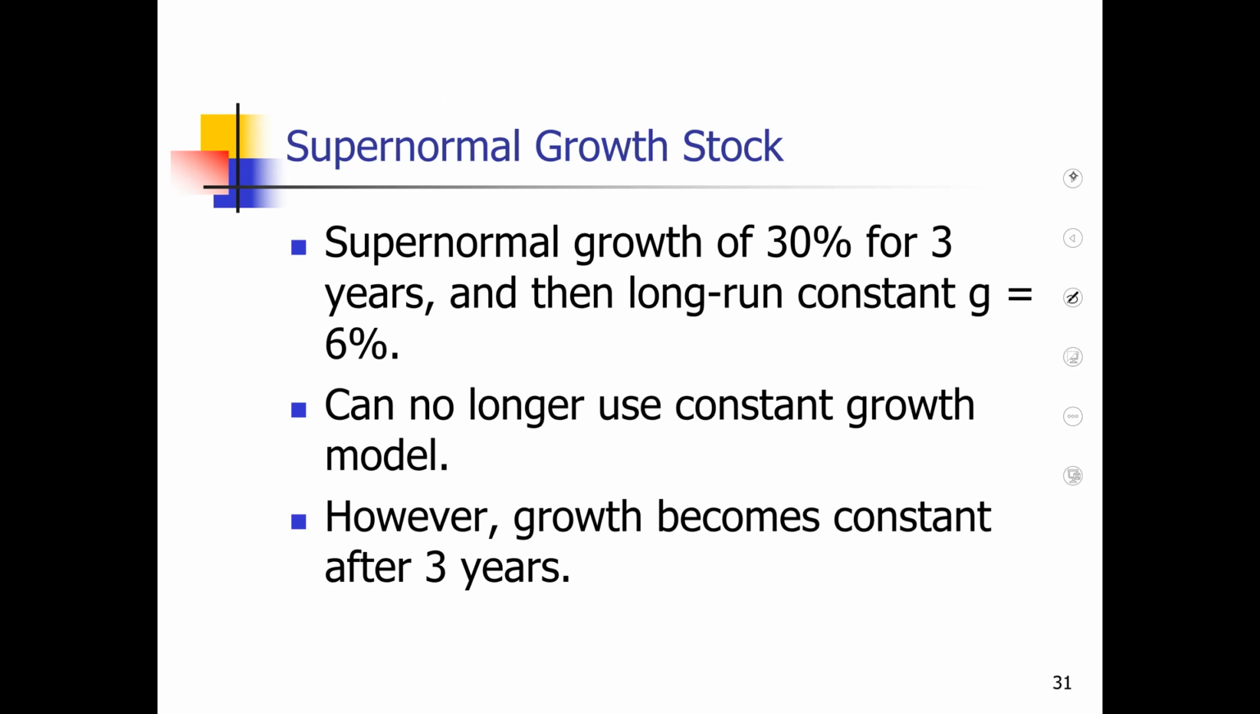Let's say supernormal growth of 30% for 3 years. That means within the first 3 years, our growth rate is 30%. Then in the long run, it becomes a constant 6%, like that.